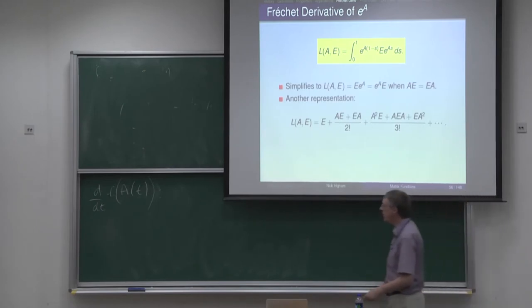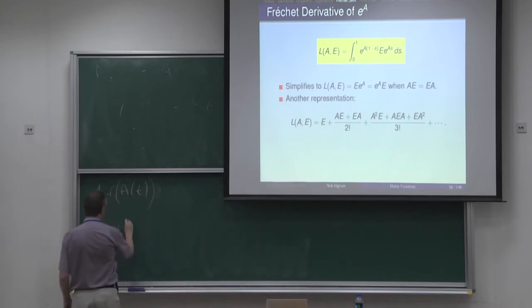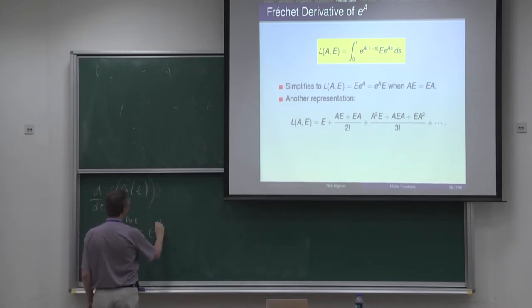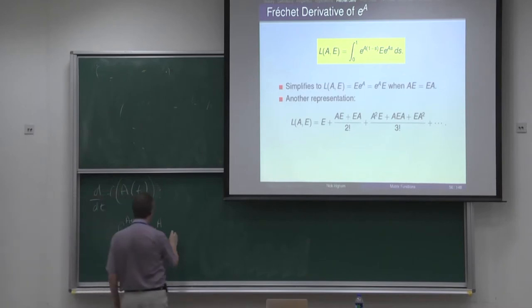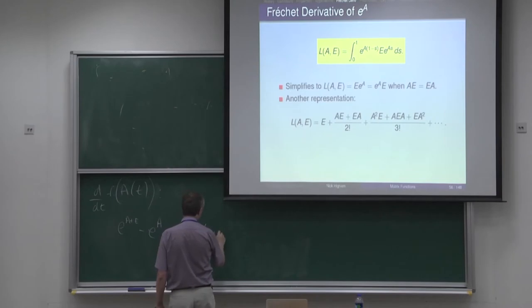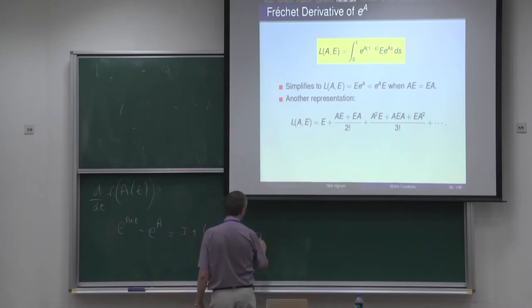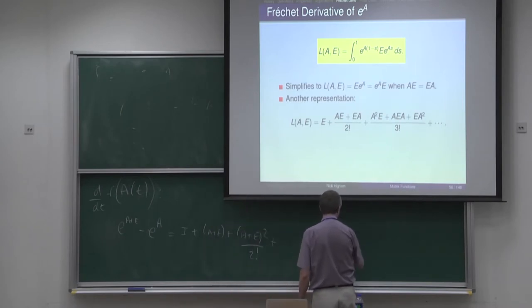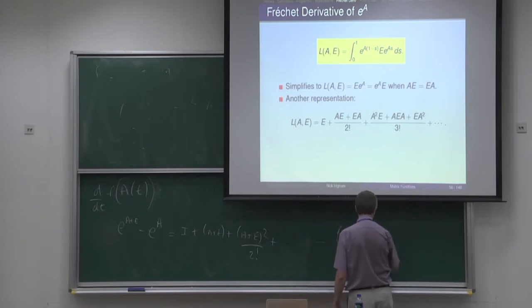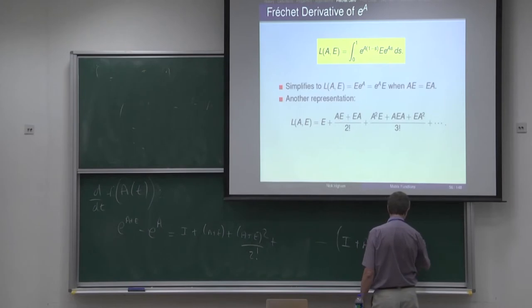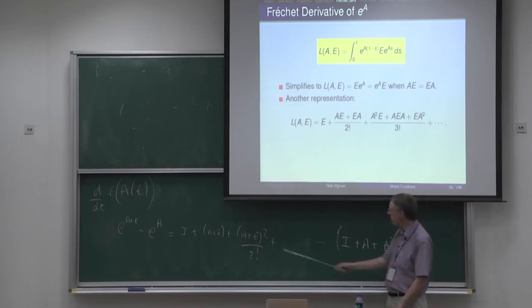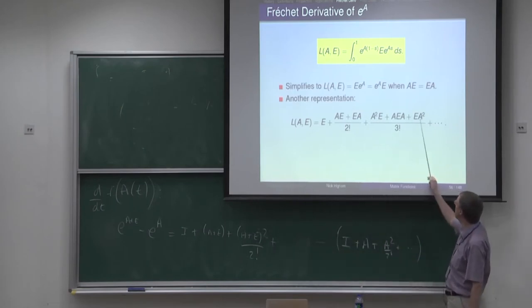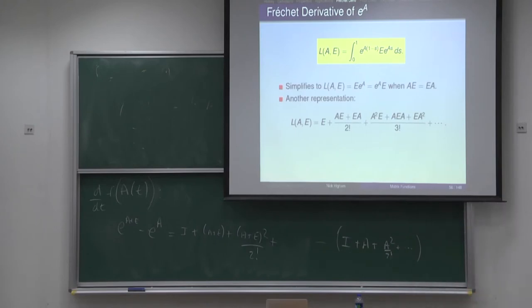Now, another way you could get a formula for the derivative, you could just say, okay, e to the A plus E minus e to the A, just write everything down, expand it, and take the difference. So I plus A plus E plus (A plus E) squared over 2 factorial plus dot dot dot minus the expansion of e to the A. If you just expand everything in sight, and then expand all these powers of A plus E, you end up with this formula down here. So that's another representation of the Fréchet derivative of the exponential.